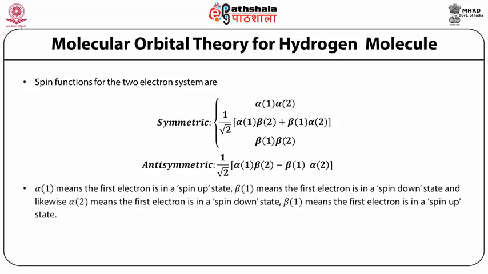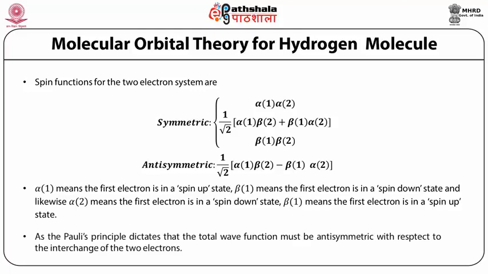Alpha 1 means the first electron is in a spin up state and beta 1 means the first electron is in a spin down state, and likewise alpha 2 means the second electron is in a spin up state and beta 2 means the second electron is in a spin down state.